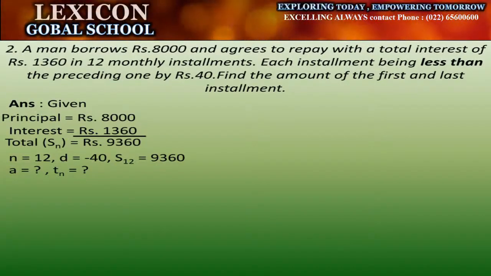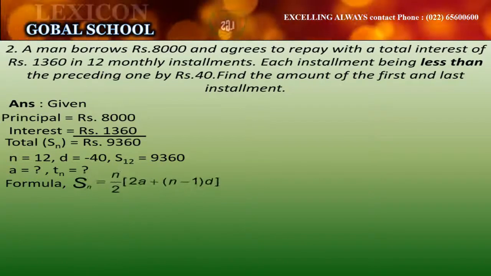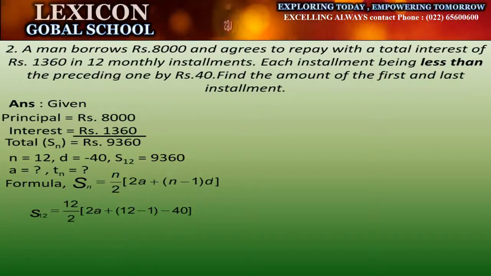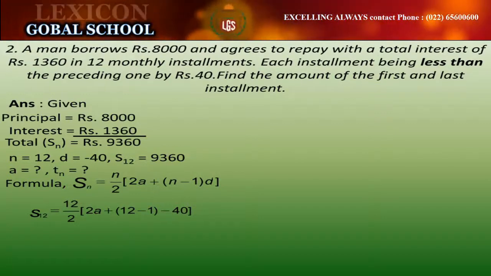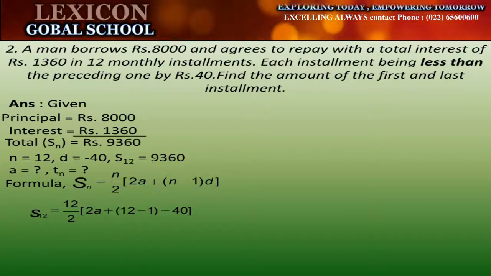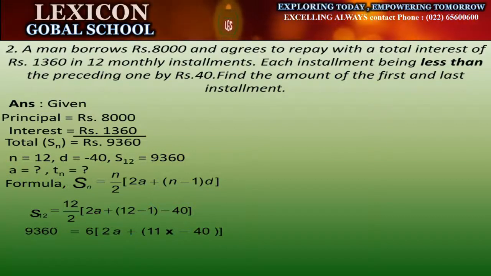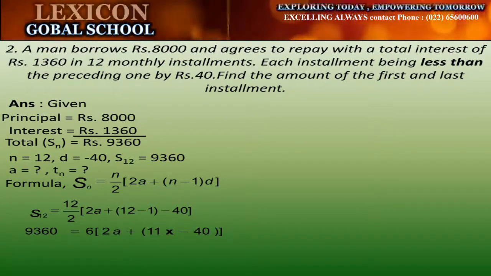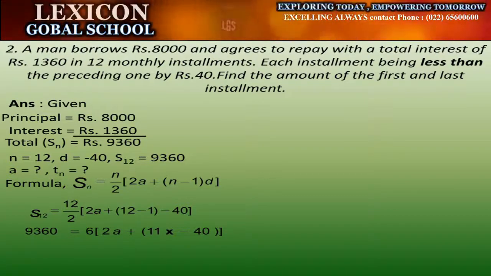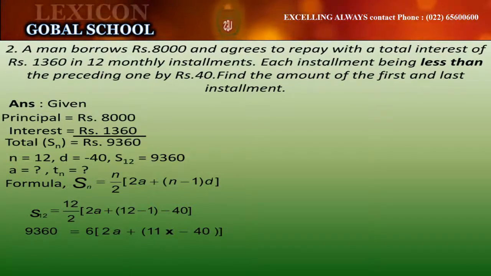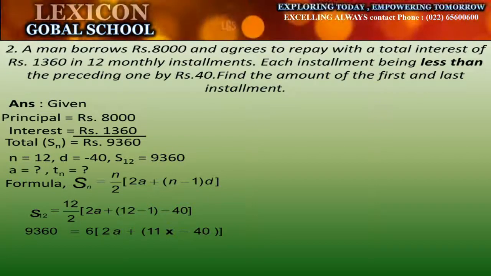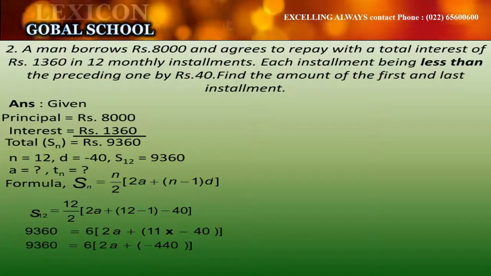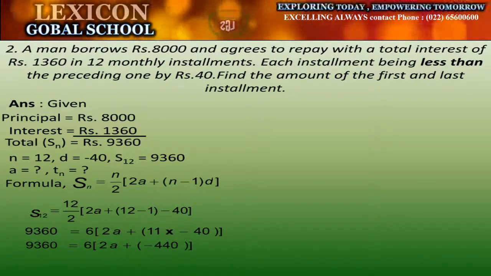Since S12 is given to us, we are going to substitute these in the formula of Sn. Therefore, S12 is equal to 12 upon 2, into 2a plus 12 minus 1 into minus 40. Instead of S12, we are going to write 9,360, is equal to 12 upon 2, that is 6, into 2a, as a is not known to us, plus 12 minus 1 will give me 11 into minus 40. 9360 is equal to 6 into 2a plus, in the bracket, minus 440.